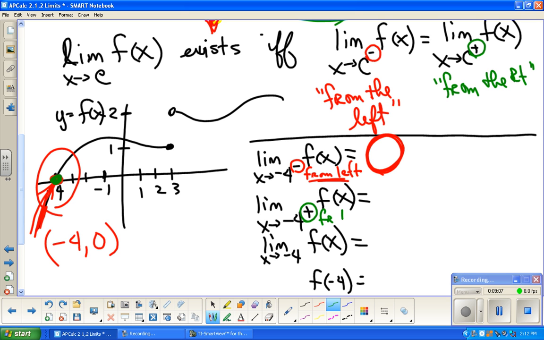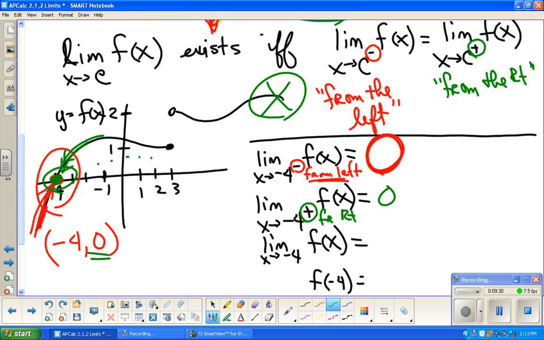As I approach this point from the right, not to the right, from the right side. So I got to get over here somewhere from the right of it. I don't need to be down here because that's not even close to it. I need to be near this point, going from the right. I'm going to this point. What y value am I approaching? 0.